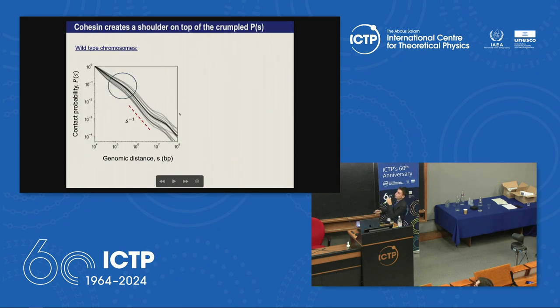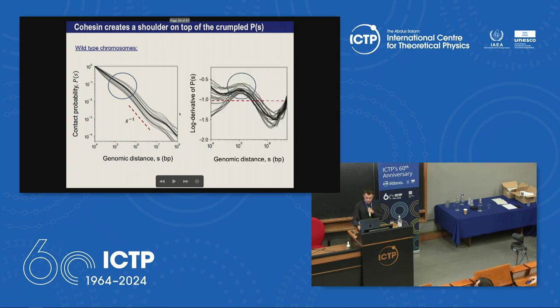But okay, then one can ask, what happens in the wild-type chromosomes? So if we don't deplete cohesin, what happens? Then, according to various data sets, one can see that there is a shoulder at some scale, so this behavior is not fractal anymore. And one can see this effect even better, and how universal it is, if one takes the logarithmic derivative of the contact probability. Different cell types exhibit this peak and dip shape of the log derivative, which looks so universal across different cell types that we ask, can this universal shape be due to loops?